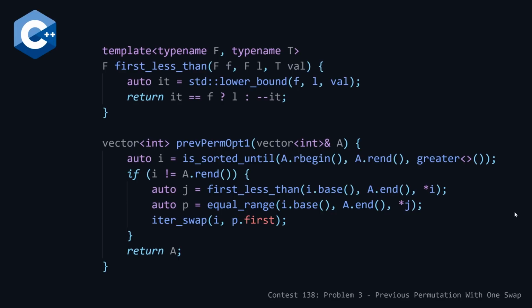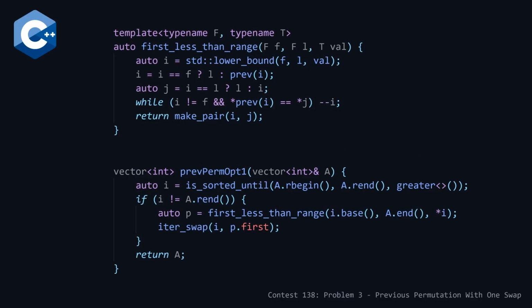And there's one final optimization that we can make to this algorithm. And that is by basically folding our equal range, which is a binary search, into our first less than, which is also a binary search. So here we're sort of doing two log n operations when we really only need to be doing one. So we can upgrade this first less than to a first less than range, similar to the equal range, which is basically the sibling function of binary search. And that looks as follows.